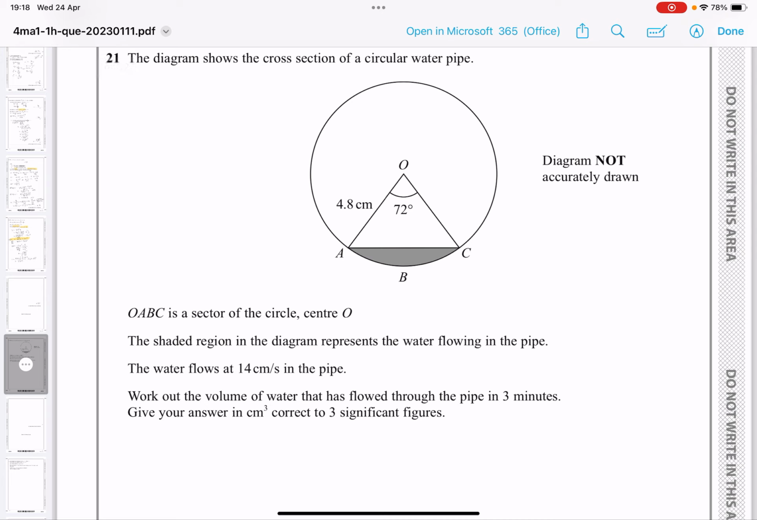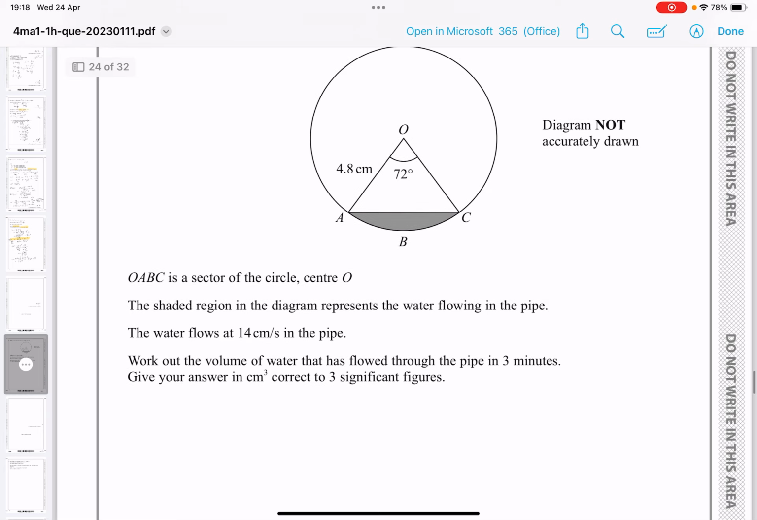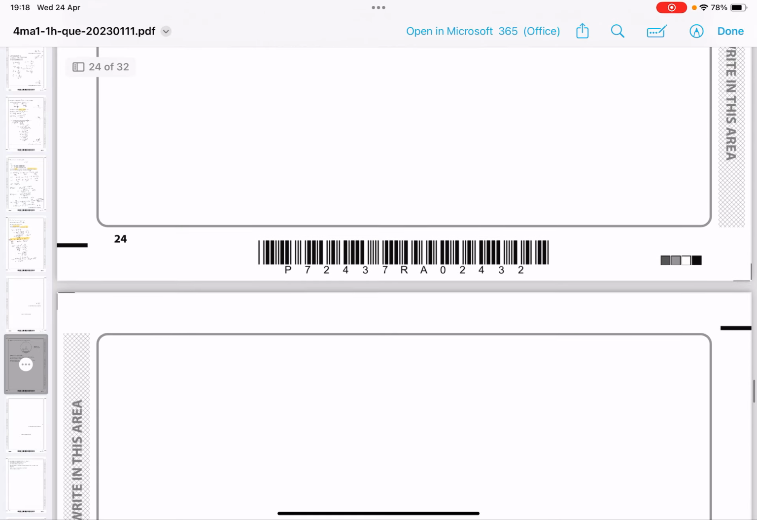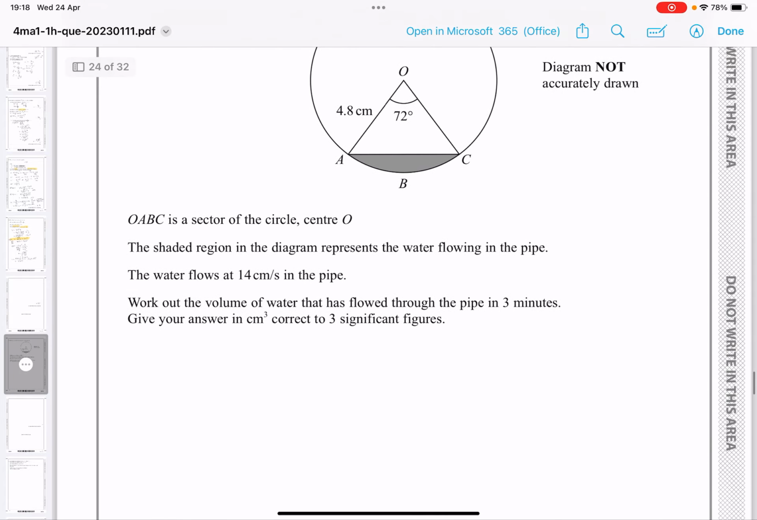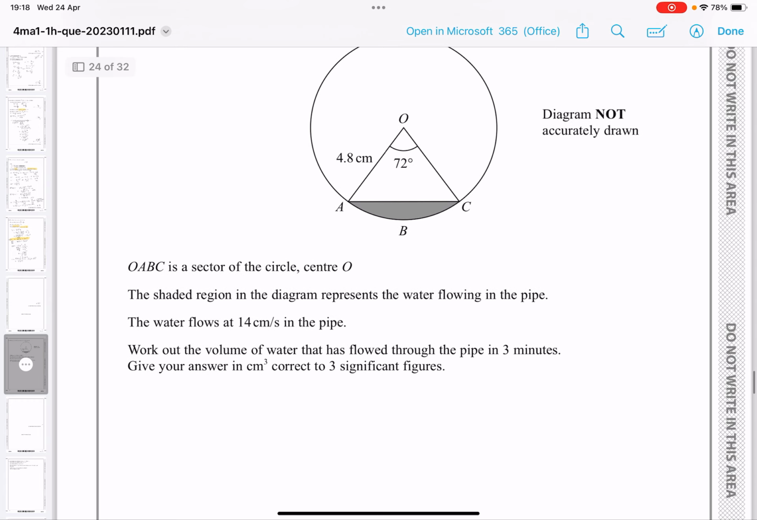The diagram shows a cross-section of a circular water pipe. OABC is a sector of the circle centre O. The shaded region in the diagram represents the water flowing in the pipe. The water flows at 14 centimeters per second in the pipe. Work out the volume of water that has flowed through the pipe in 3 minutes. Give your answer to 3 significant figures. Okay. How many marks? 5 marks. Okay. So many long questions at the end, guys. Okay, let's do this.